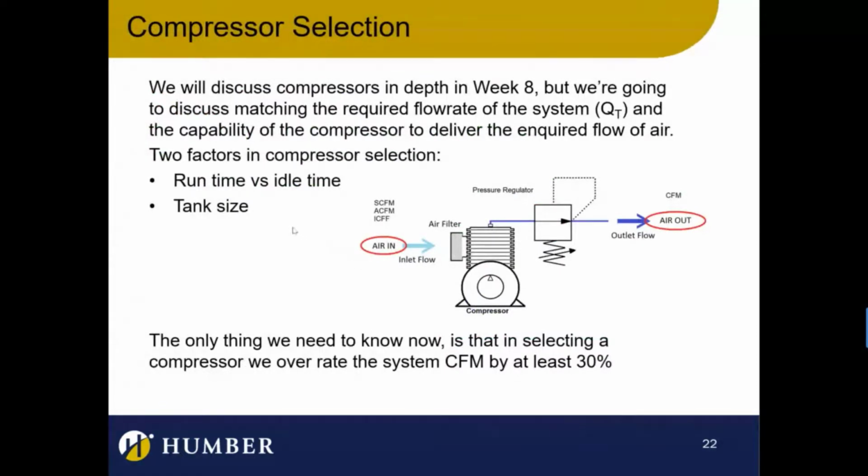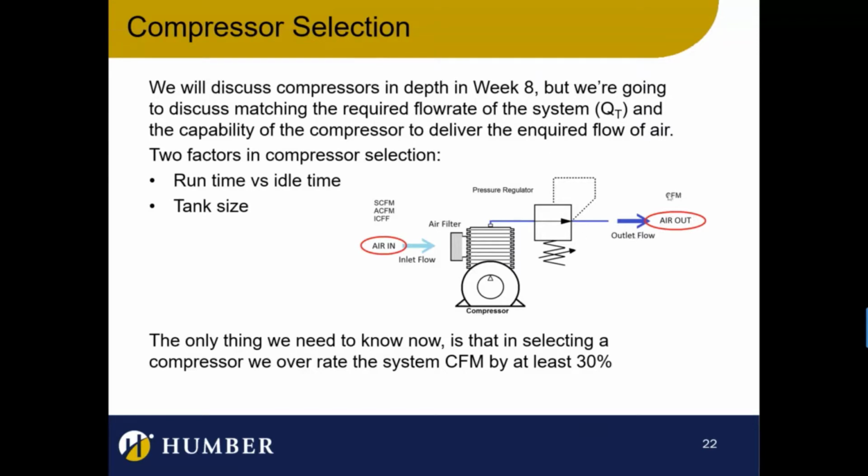What's happening is that when we rate a compressor, the rating of the compressor is the air that comes out. And we're going to study that in week 9. See how that says week 9 there? Yeah, week 9. The compressors are going to be 2 weeks after the reading week. Pardon me. Anyway, whatever. I'll change that.